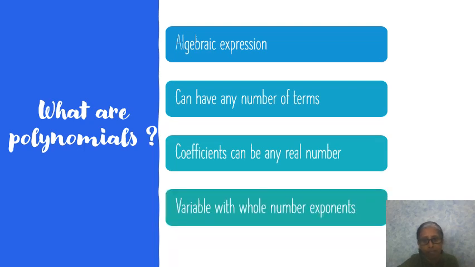But the last point is the most important one. Variable can take up exponents only from the set of whole numbers. In algebraic expressions, you find variables with exponents having integers and rational numbers or any real numbers. But for polynomials, variables will have exponents only from whole numbers. Is that clear?